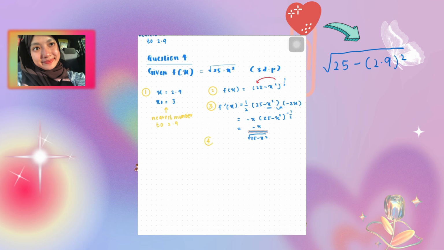Fourth, we need to find delta x, which the formula is x minus x naught. For the x, here it is 2.9. We minus with the x naught, which is 3, and it is equal to negative 0.1.